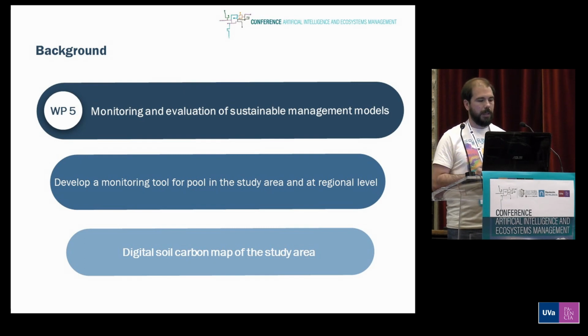This is part of the work package number 5, which is called Monitoring and Evaluation of Sustainable Management Models. And our goal is to develop a monitoring tool for the pools in the study area at a regional level. And for that reason, we will develop a digital soil carbon map of the study area.